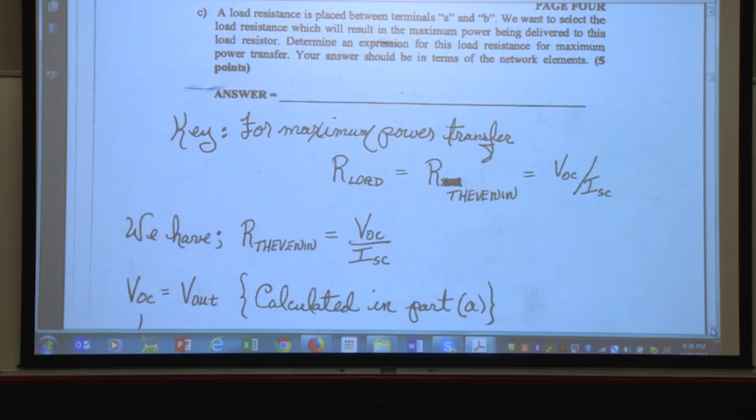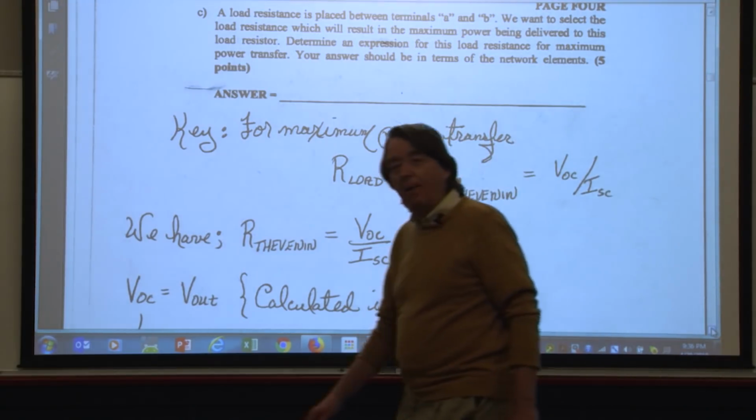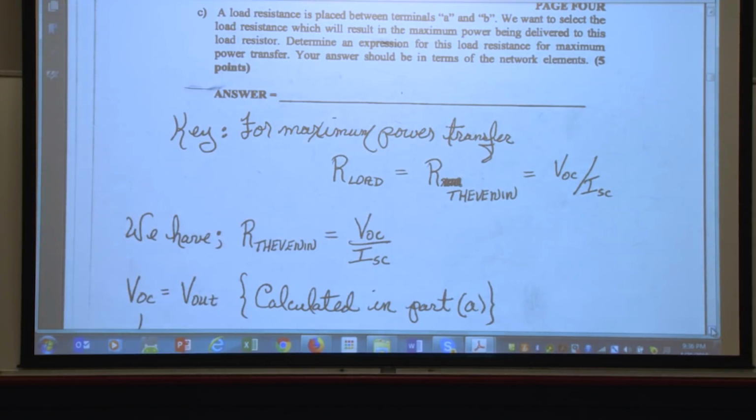We can now see one of the nice things about a final is I can combine problems. This now becomes a Thevenin problem. So now we say, okay, a load resistor is placed between terminals A and B. We want to select, Alexis, the load resistance. Here it comes. Maximum power.